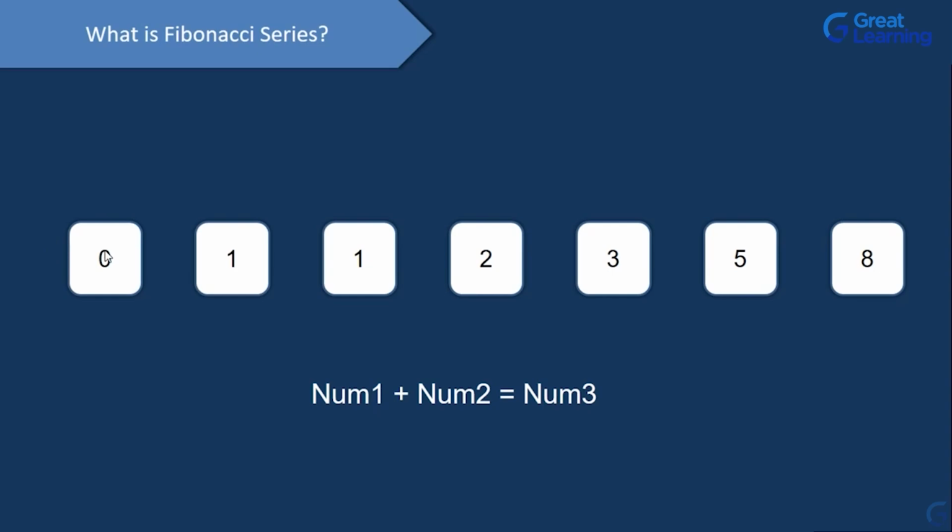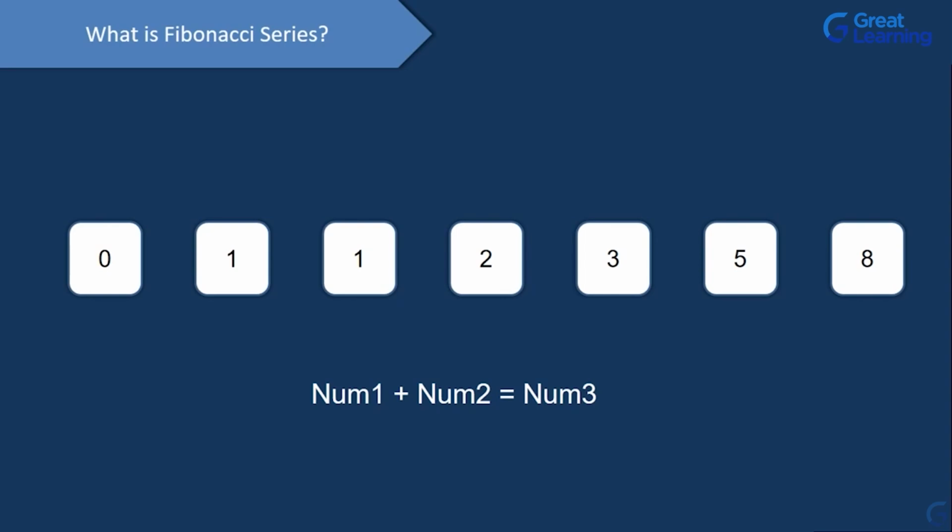Now, when you add 0 and 1, you will get the third number, which is 1. After that, when you add 1 and 1, you will get the next number, which is 2. Then again, we follow the same pattern. If you add 2 and 1, you get 3. Again, when you add 3 and 2, you get 5. You add 5 and 3, you get 8. When you add 8 and 5, you get 13. And this is how the Fibonacci series progresses. So this is the simple concept behind the Fibonacci series. You add the previous two numbers and you get the next number in the series. There is nothing complicated about it.